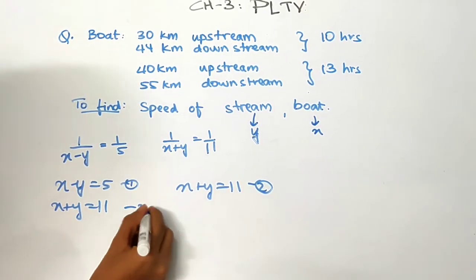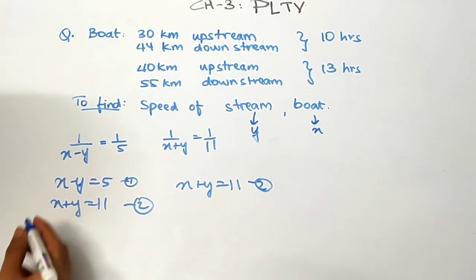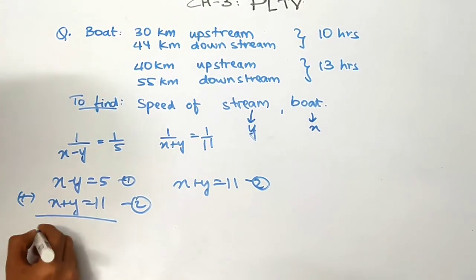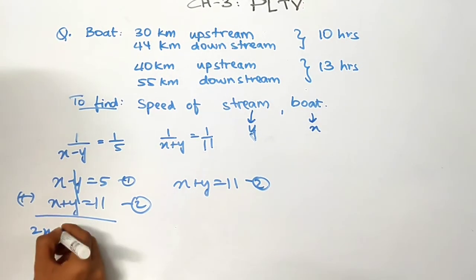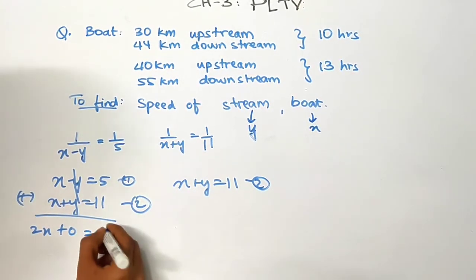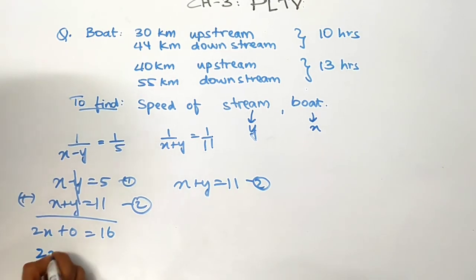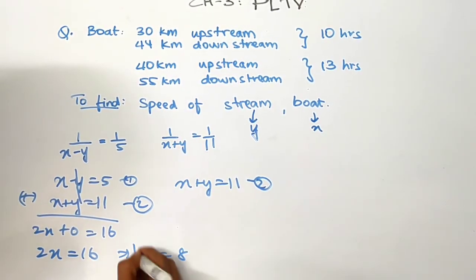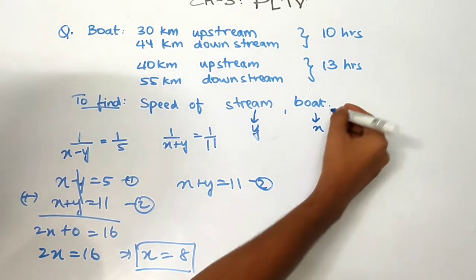Now you can use the elimination method over here. It seems easy to do the elimination method. Just add these two given equations. x plus x is 2x, minus y plus y cancels out to 0, equal to 5 plus 11 is 16. Now 2x is equal to 16, which would give me x is equal to 16 by 2, which is 8. So I have found out the value of x, which was the speed of my boat.